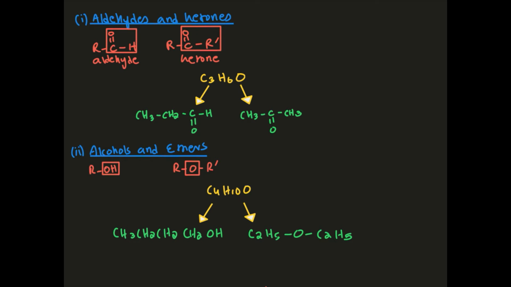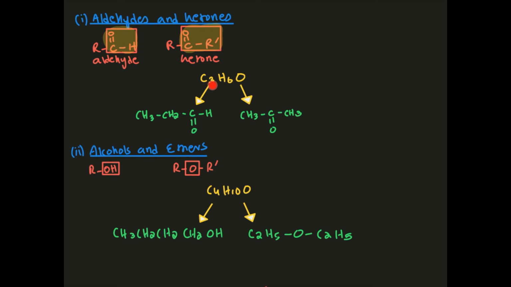So for aldehydes, this is a functional group. It's a carbonyl group bonded to a terminal hydrogen on one end and an R group on the other side. For ketones, on the other hand, the functional group is a carbonyl group with an R group on both sides of the carbonyl group. And all of this is discussed in detail in the video on aldehydes and ketones. So if you want to learn more about this, you can go check that out.